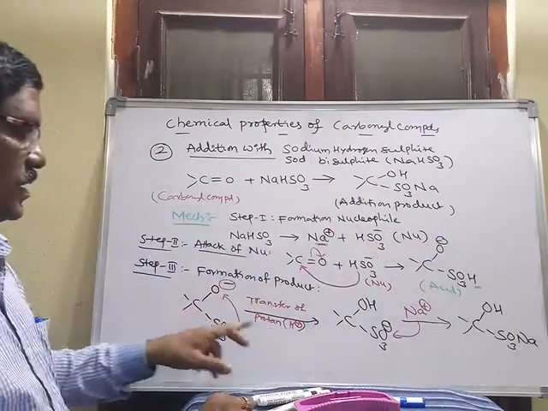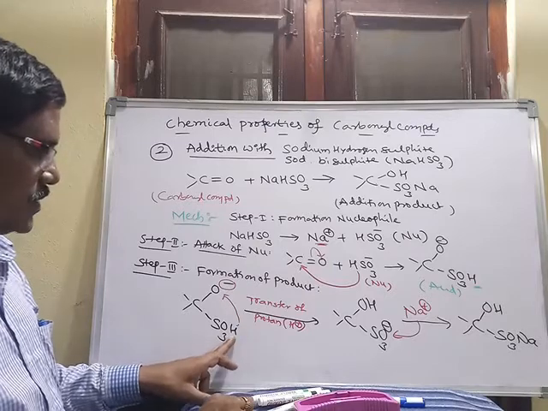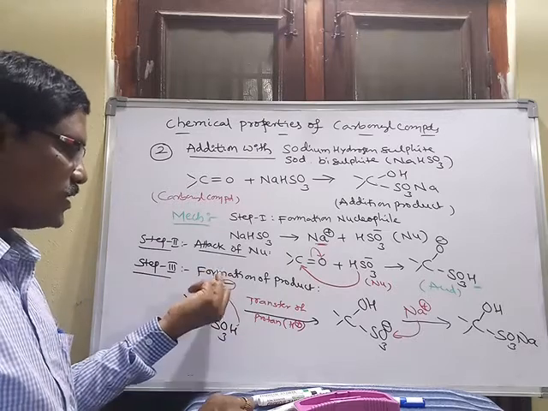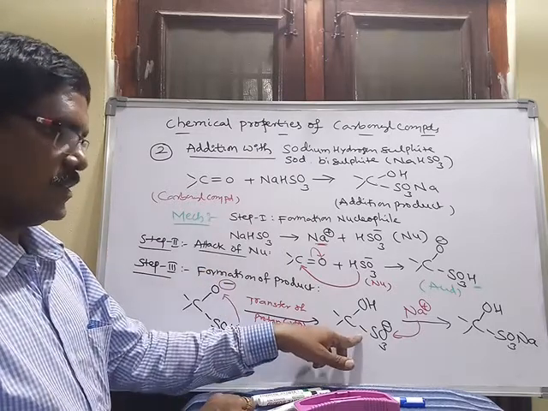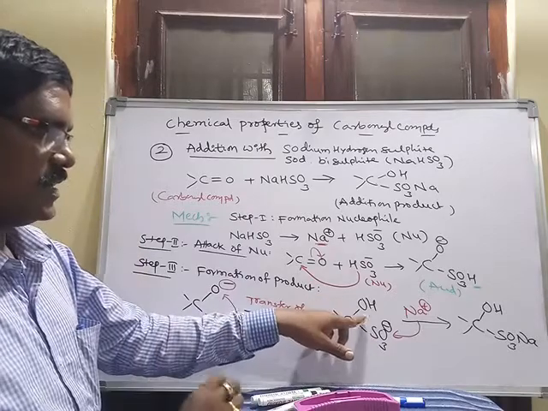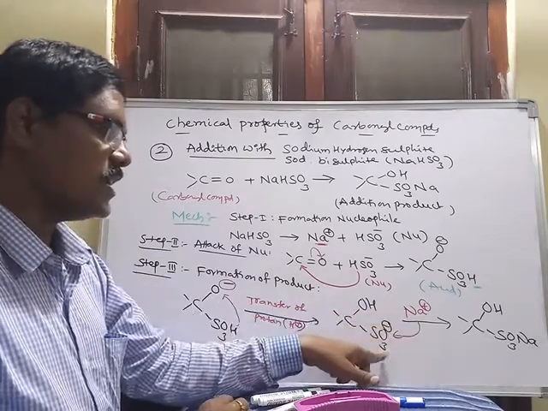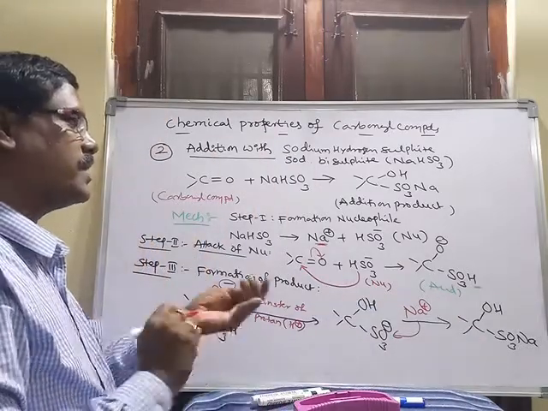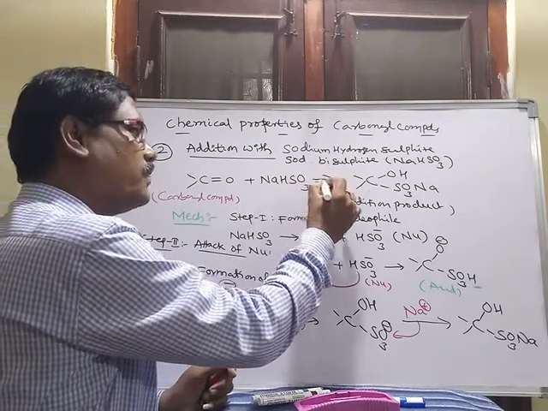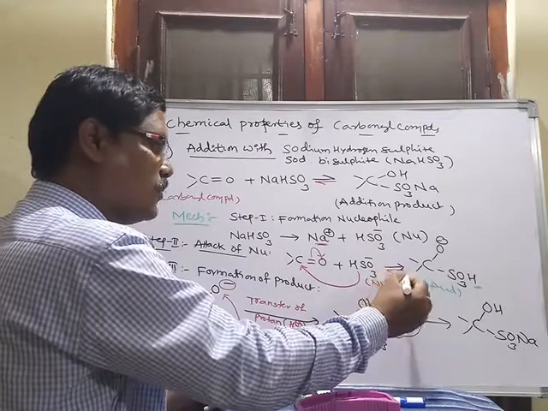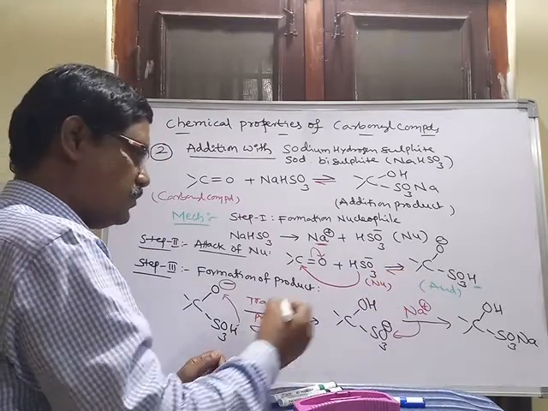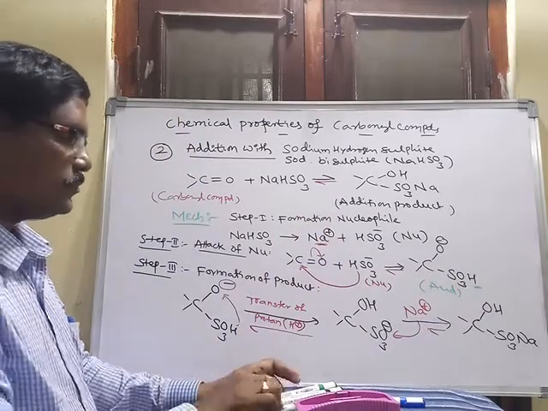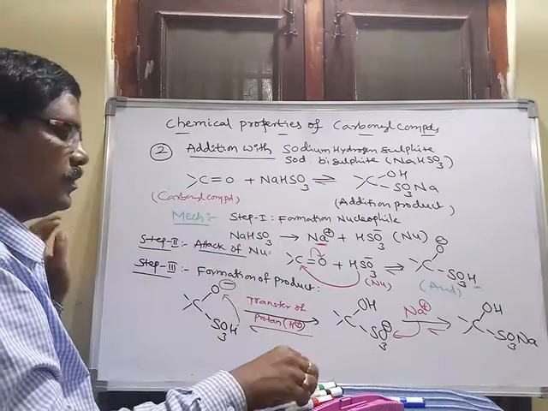In this intermediate, a proton transfer occurs, because this part is acidic and this part is basic. The base takes the H plus ion, giving SO3 minus and OH. Now the SO3 minus attracts the Na plus to form the product. The total reaction is a reversible reaction. This is very important.